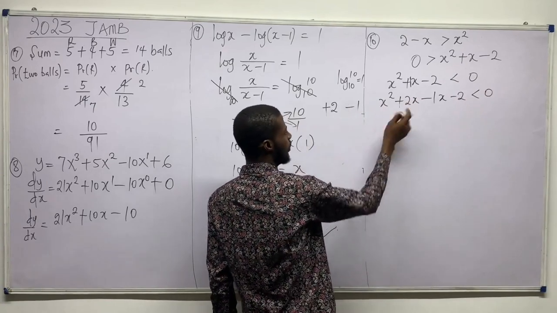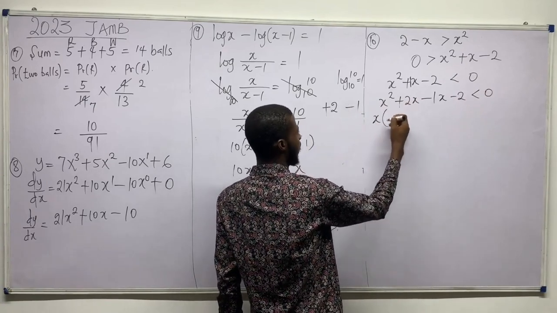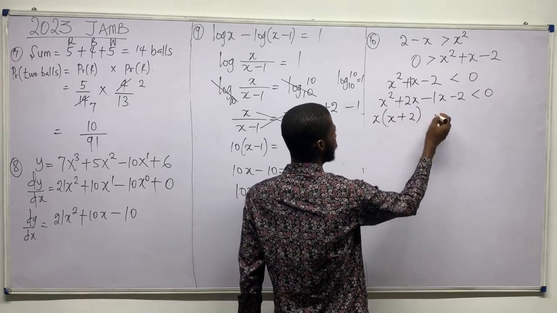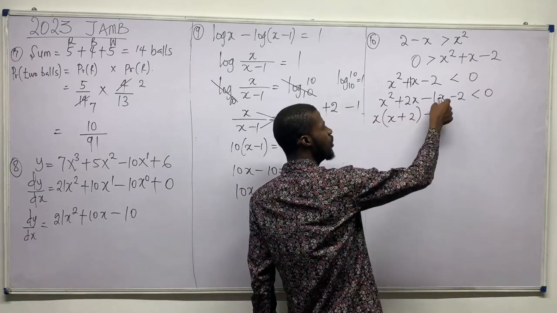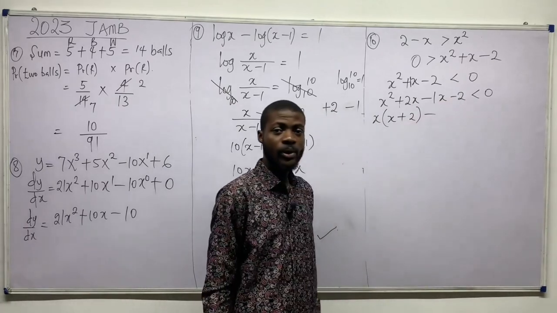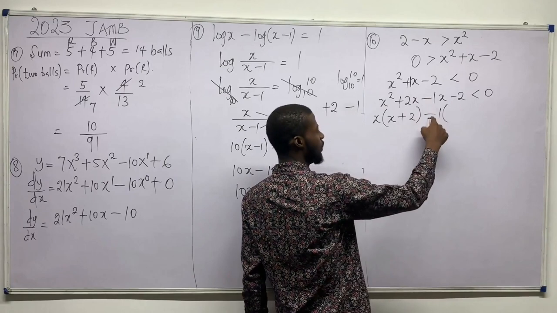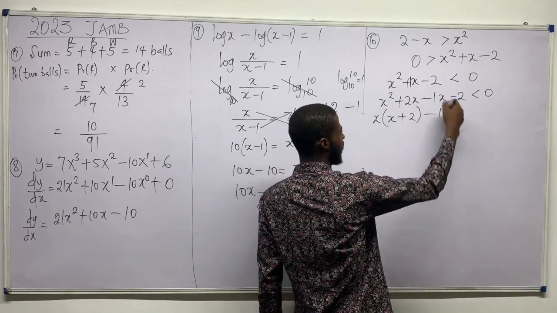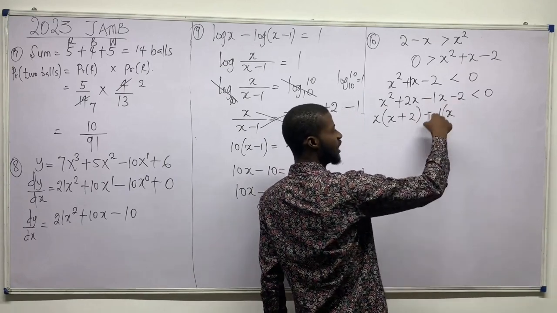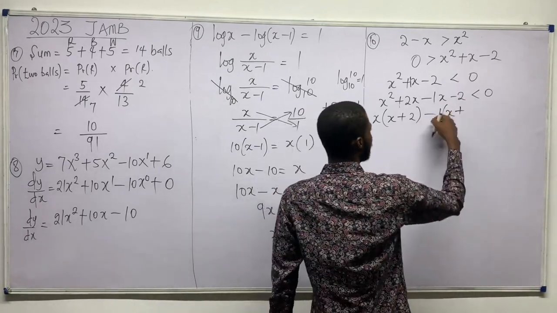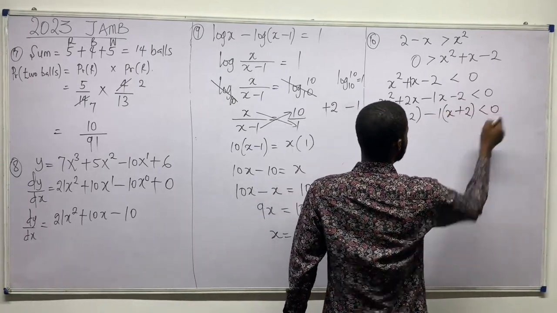Between these two guys, what's common? This is x bracket. x squared over x is x, plus 2x over x is 2. Minus. Between 1x and 2, what is common? 1 is common. So this is 1 bracket. Minus takes away minus. 1 takes away 1. What's left? x. Minus taking away minus will give you a plus, because minus minus is what? Plus. Then 2 divided by 1 is 2, less than 0.